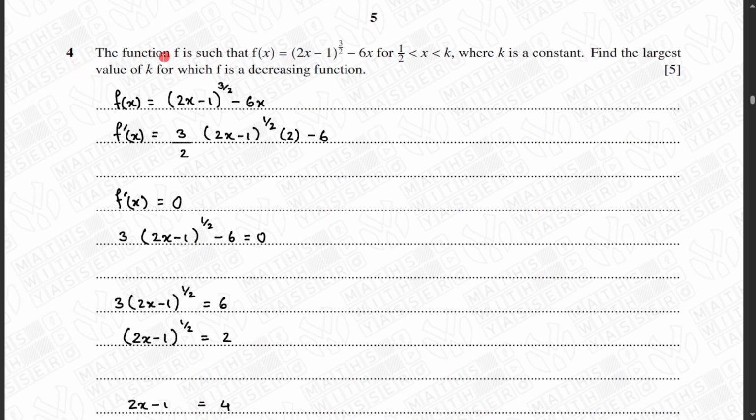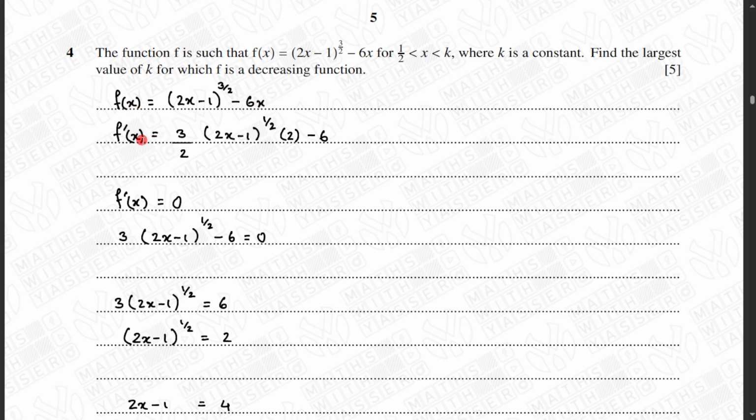Question number 4. The function f is such that f of x is equal to (2x minus 1) to the power 3 by 2, minus 6x, for x between half and k, where k is a constant. Find the largest value of k for which f is a decreasing function. So f of x is (2x minus 1) to the power 3 by 2 minus 6x.